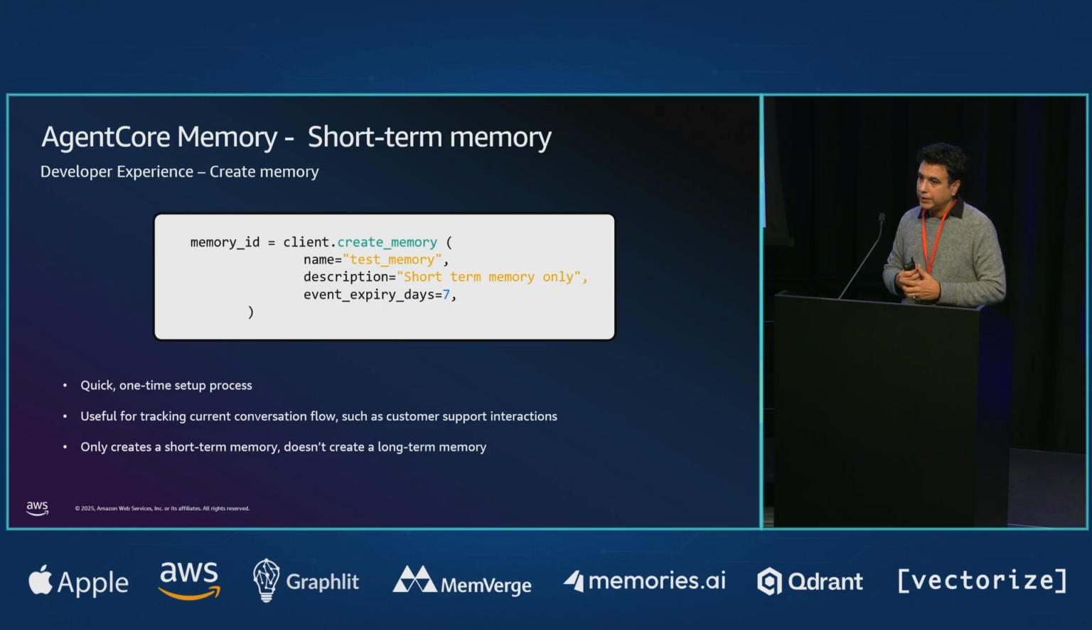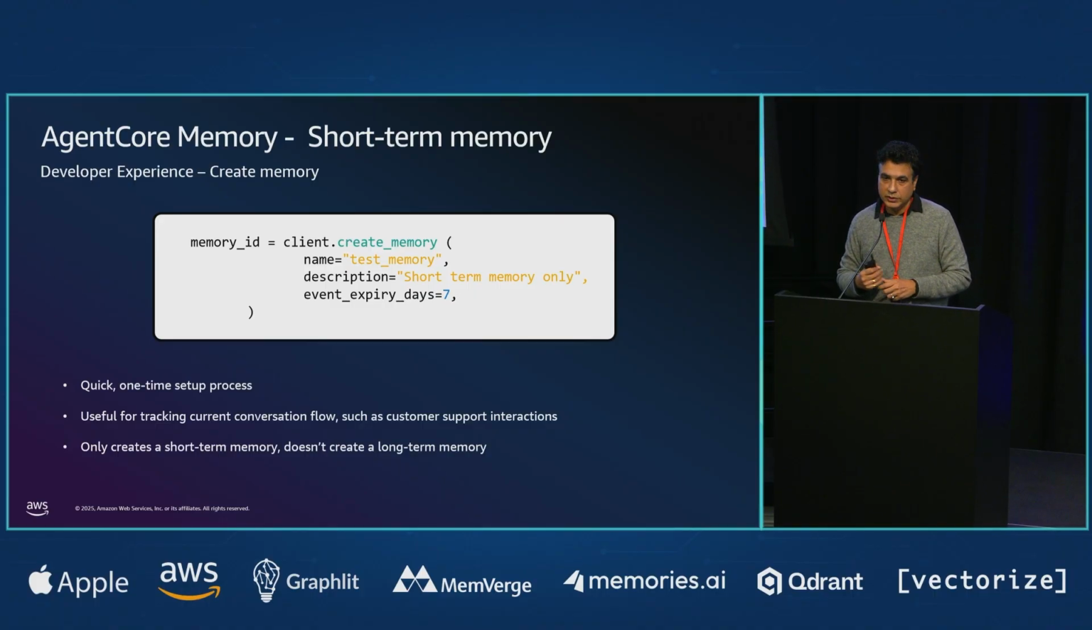What does the developer experience look like? This is how simple it actually is to create the memory. Here is an example with a simple API. You can give it a name, a description, and a TTL, and it will create the memory for you. This one is only creating the short-term memory right now because we have not given the strategy. Once you add the strategy, it will also create the long-term memory with the same API.